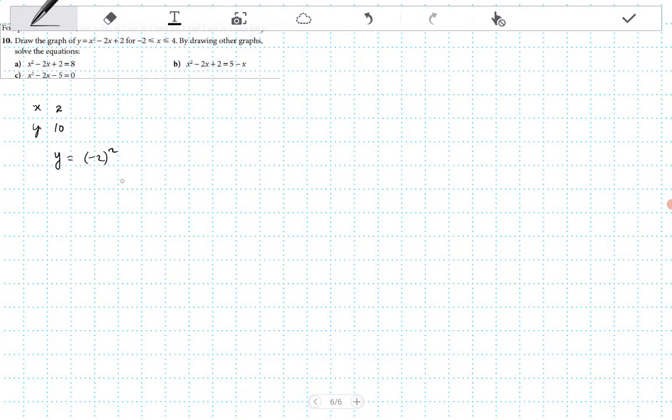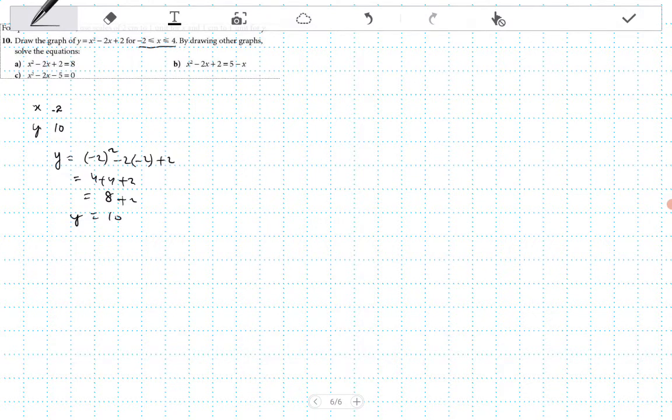If you do not draw this bracket, you will get -4 and your answer goes wrong. And -2 times -2 plus 2, so this becomes 4 plus 4 plus 2. So it becomes 8, 8 plus 2, that is 10. This is how you should work out each and every point. At x equals -2, y is coming positive 10.